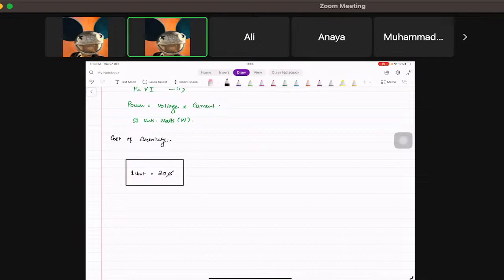So, what is this 1 unit? Basically, what you guys need to understand is that electrical energy is calculated in kilowatt hour. Now, this unit, kilowatt hour, written as kWh, is a combination of power, which is in kilowatt, times time, which is in hours, right?